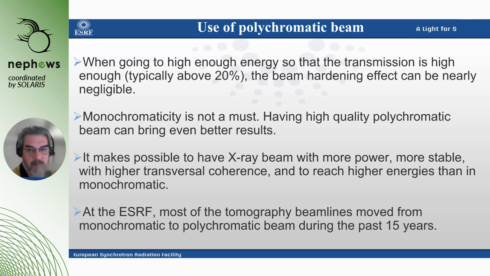And often it's even better than the monochromatic beam because you have more power, you have a much more stable beam because you have no monochromator. So you just have filters. You have the highest possible transversal coherence because you have nothing to degrade the quality of the beam profile. And you can reach much higher energies than with monochromatic. So during the last 15 years at the ESRF, most of the beamlines that were doing only monochromatic moved to polychromatic for the tomography.